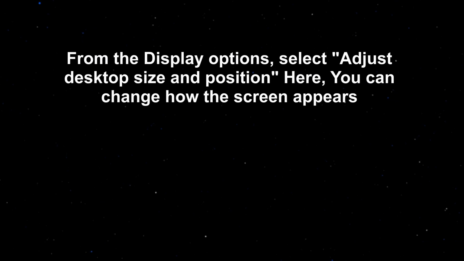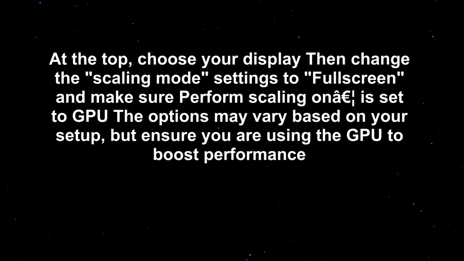From the display options, select adjust desktop size and position. Here, you can change how the screen appears. At the top, choose your display, then change the scaling mode settings to full screen, and make sure perform scaling on is set to GPU. The options may vary based on your setup, but ensure you are using the GPU to boost performance.